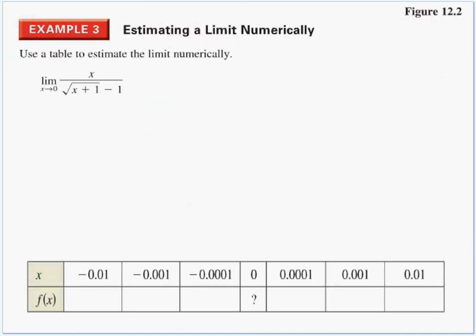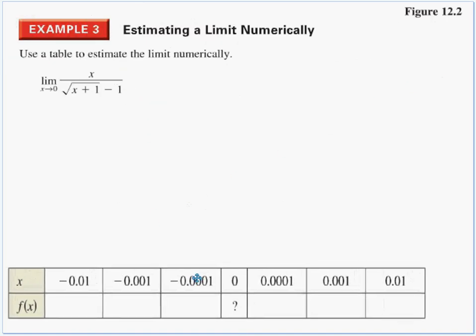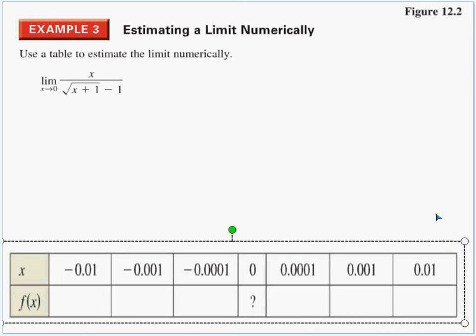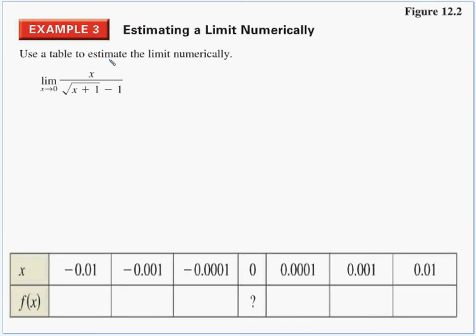Again, if you don't have a TI-89 when you're watching this video, just sort of fill in as we go here. It says use a table to estimate this limit numerically. We've got x approaching 0. Our numerator is just an x, and then down here we've got a radical x plus 1 and then a minus 1.